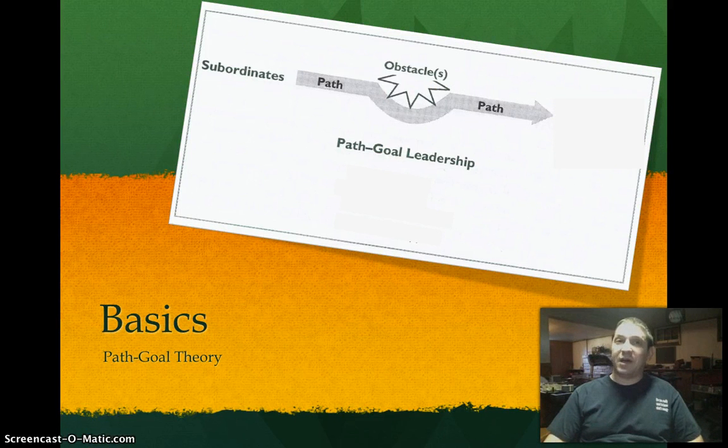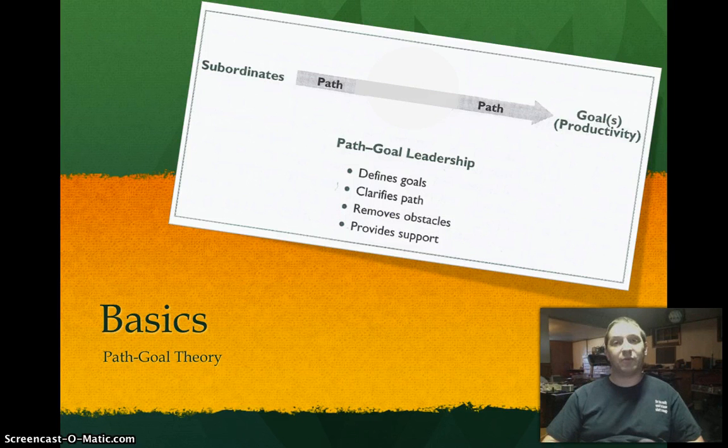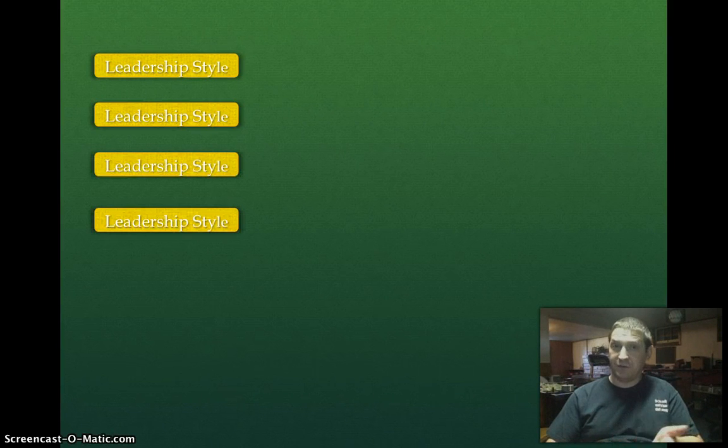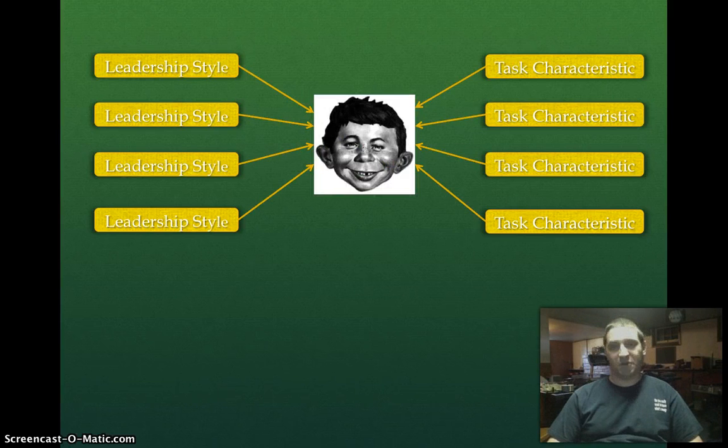The basic idea behind path-goal theory is that the leader must find a way to define goals for the organization, clarify a path for achieving those goals, remove obstacles that lie in the path, and then finally provide support so that the subordinates can appropriately do their jobs. Now, to apply this in the workplace setting, we have three major variables to consider. I mentioned these earlier, but they are the characteristics and style of the leader, the characteristics of the tasks assigned by the leader, and the characteristics of our faithful subordinate here.